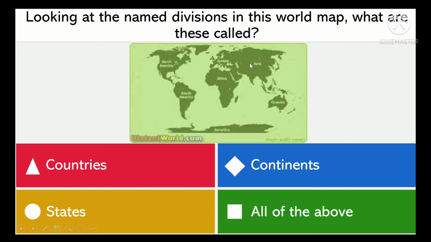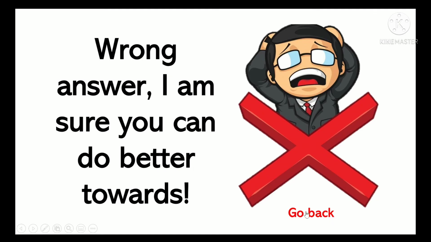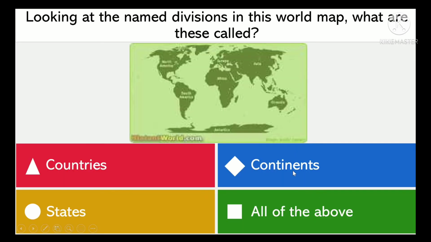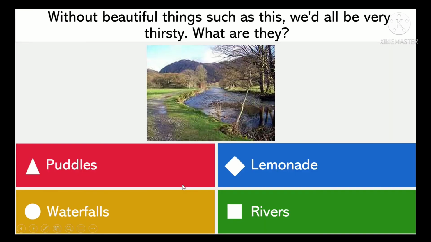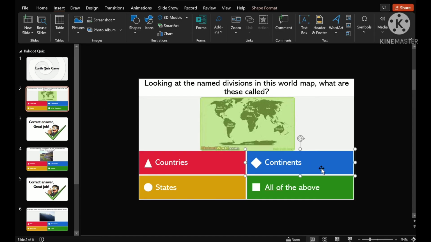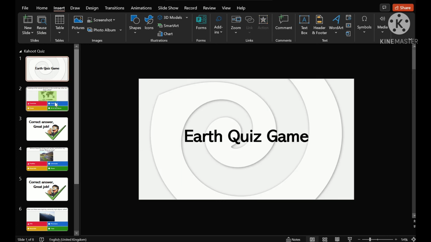Now after we're done, let's look at the results. Earth quiz game. Here we have the question, looking at the named divisions in this world map, what are these called? I'll click at countries. Oof, wrong answer, go back. Now continents. Yay, correct answer. I'm really happy with the results, we're done, and I hope you liked watching this video.